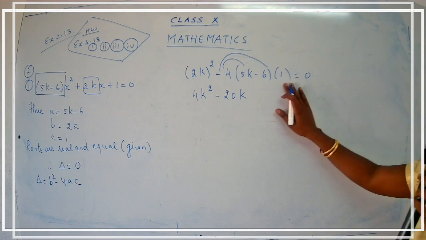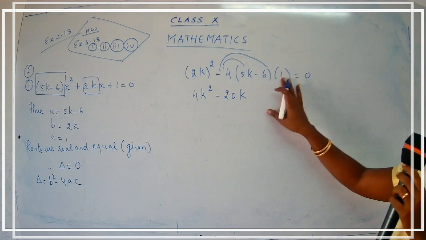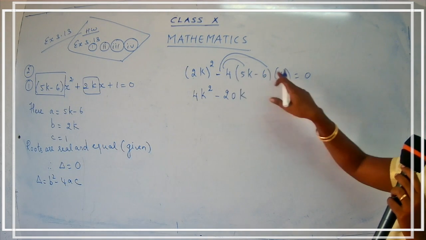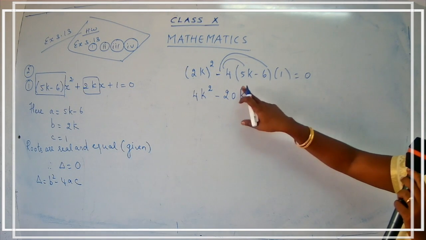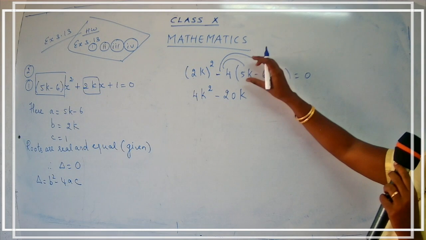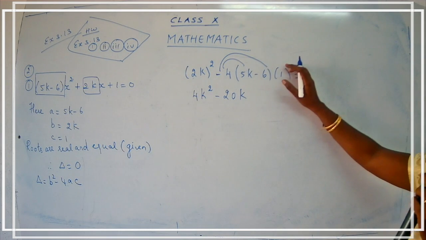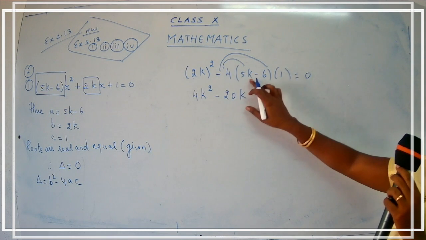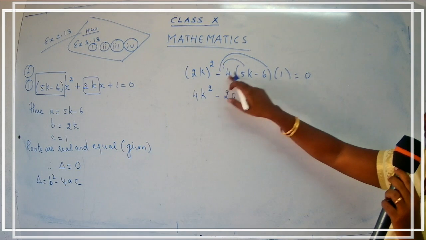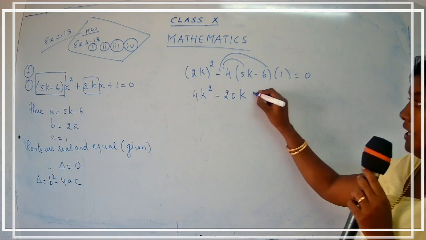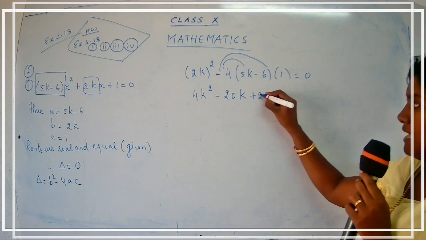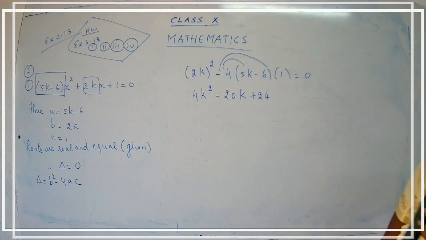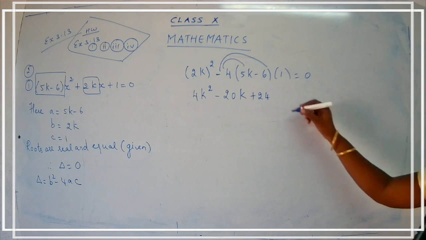Anyway, this is multiplied by 1, so nothing is going to change. So just no problem. If I would have done 4 into 1 as 4 and I can do it. Or what we can do is first multiply this 2 and whatever answer you get, you can multiply by 1. No problem. So minus 4 into 5k is minus 20k. Minus 4 into minus 6 plus 24. And this is into 1. So into 1 means the same thing. So what is left here? 4k square minus 20k plus 24 is equal to 0.